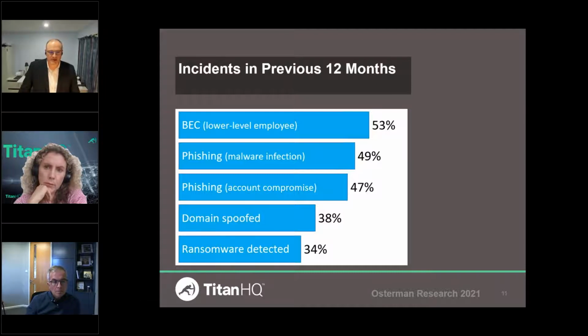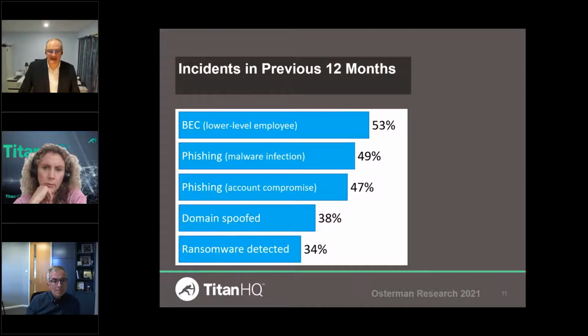A business email compromise attack against a lower level employee, 53% of respondents said that this is something that had happened in their organization. A malware infection as a consequence of a phishing attack, 49% of respondents said that this is something that had happened in their organization over the previous 12 months.